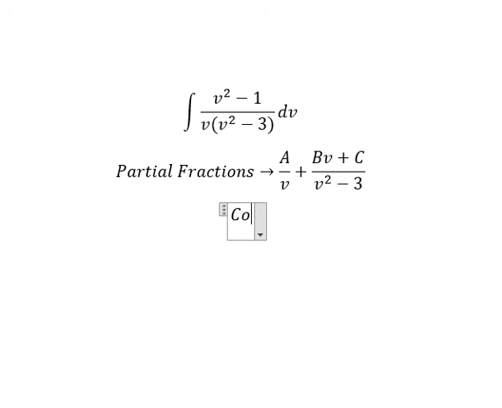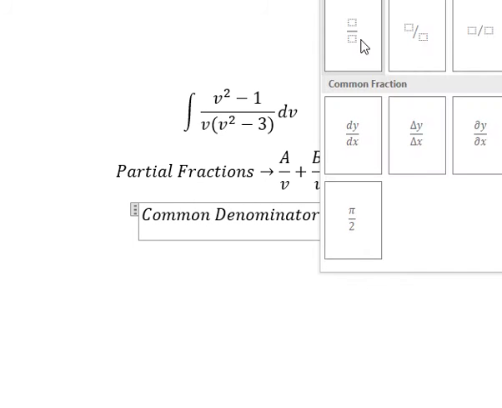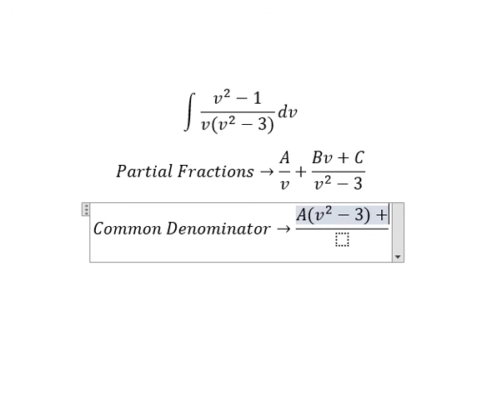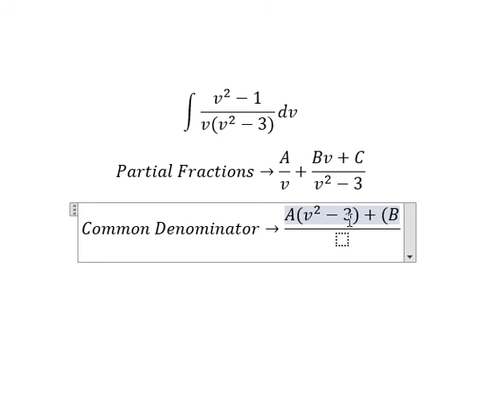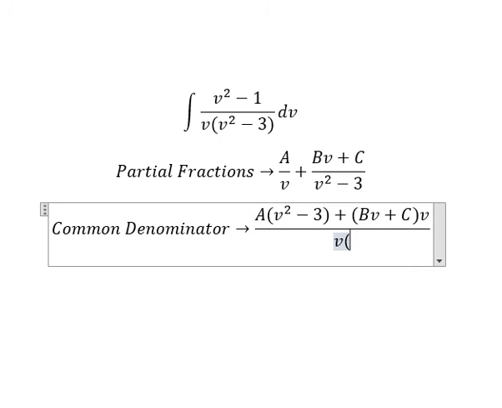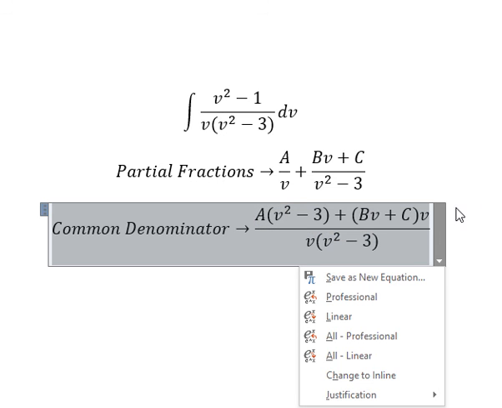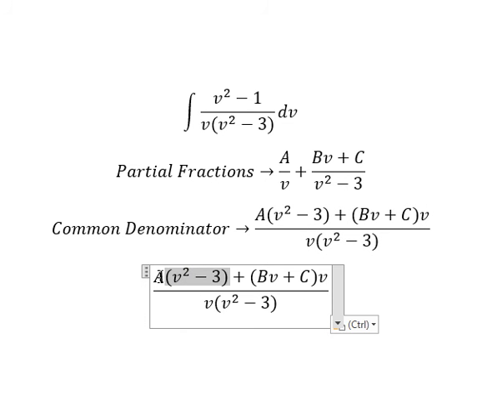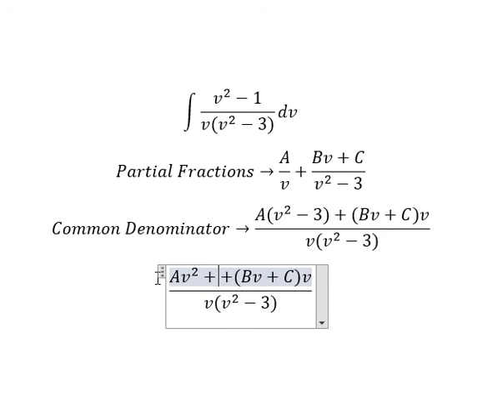We do common denominator. So capital A multiplied by v squared minus 3, and Bv plus C multiplied by v. And this one we have v squared minus 3. So we need to expand this one. v multiplied by Bv and C.